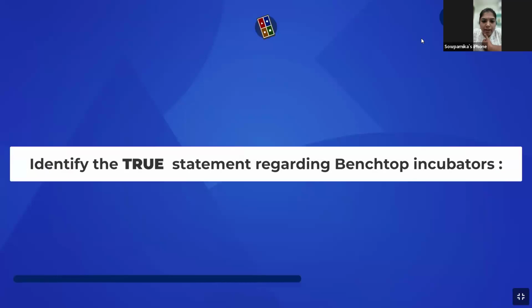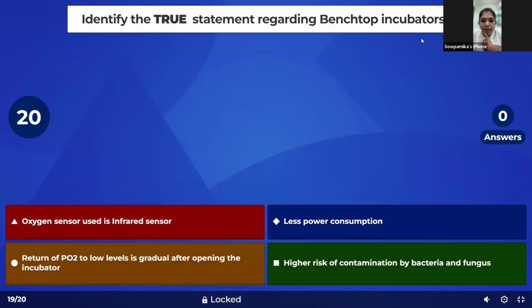Question number 19. Identify the true statement regarding benchtop incubators. Oxygen sensor used is infrared sensor, less power consumption. Return of pO2 to low levels is gradual after opening the incubator. Higher risk of contamination by bacteria and fungus.